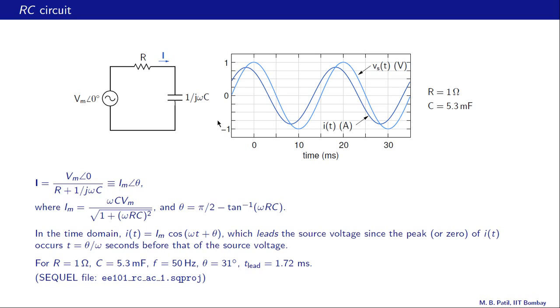Okay, let us look at the plots now. This light curve is the source voltage, 1 angle 0, and it goes through its peak at t equal to 0 because that's the cos function. This dark curve is the current, and that goes through its peak when t is equal to minus 1.72 milliseconds, as we just discussed. In other words, the current goes through its peak before the source voltage goes through its peak, and that is why we say that the current leads the source voltage, since the peak of I of t occurs theta by omega seconds before that of the source voltage.